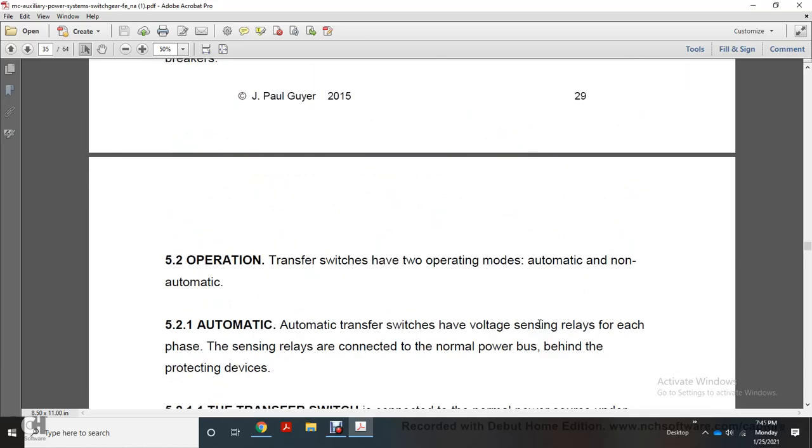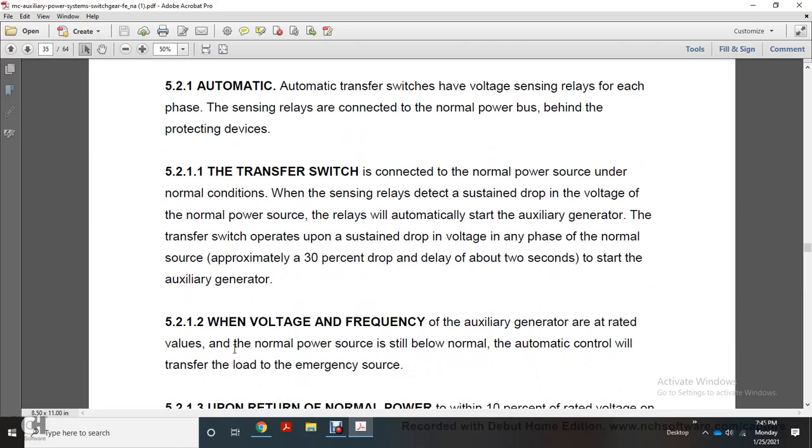5.2 Operation. Transfer switches have two operating modes: automatic and non-automatic. Automatic transfer switches have voltage sensing relays for each phase. These sensing relays connect to the normal power bus behind the protecting device. When the transfer switch is connected to the normal power source in the normal condition, sensing relays detect a sustained drop in voltage. The relays then automatically start the auxiliary source.